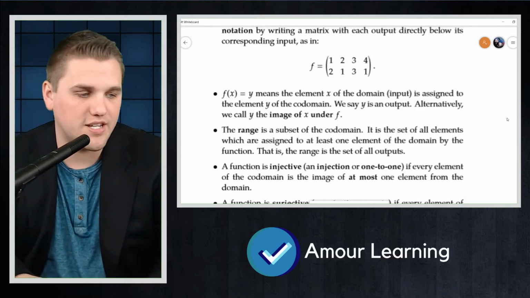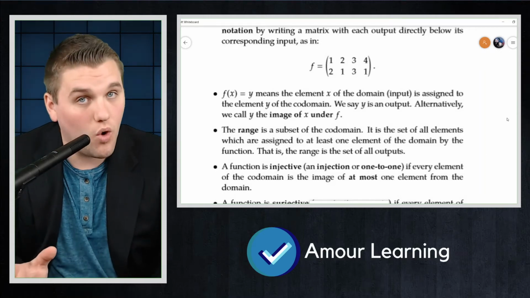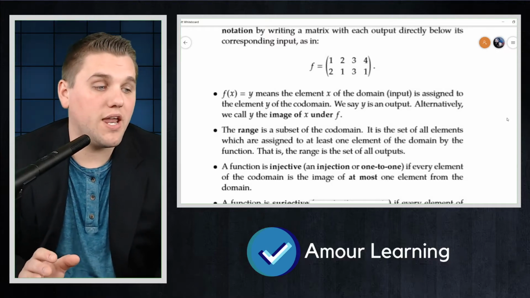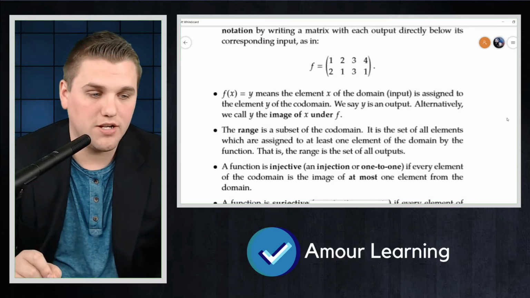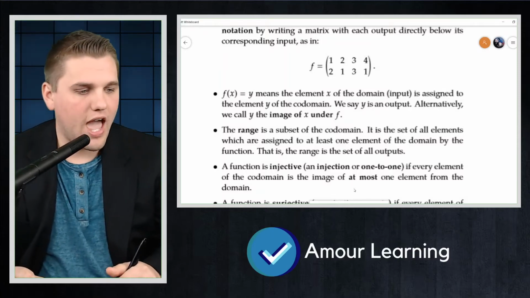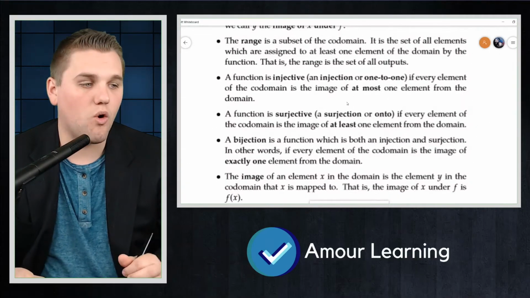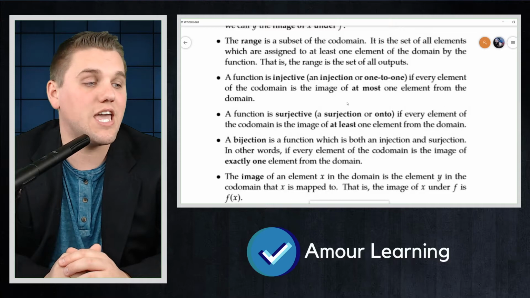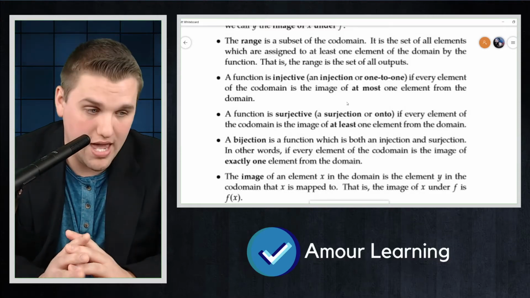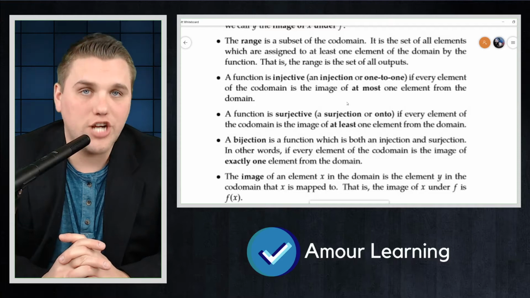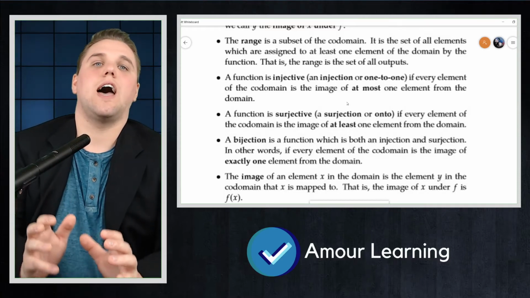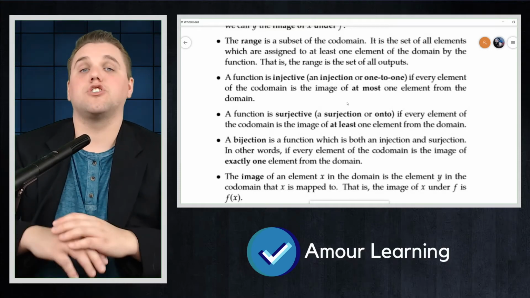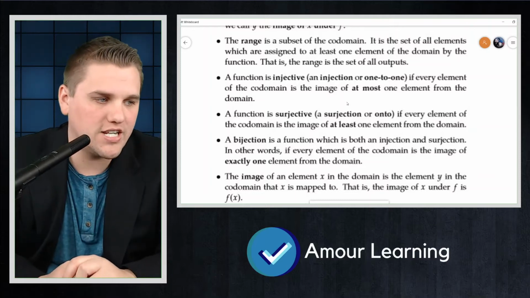A function is injective, an injection, or one-to-one, which you might be more familiar with, if every element of the codomain is the image of at most one element from the domain. A function is surjective, or a surjection, or onto, if every element of the codomain is the image of at least one element from the domain. So the way I think of surjective is that the range hits the entire codomain. So the range of the function is the codomain. That is a surjective function.